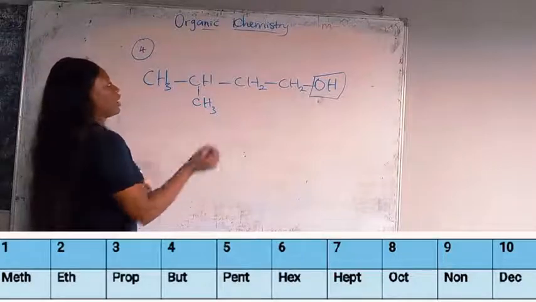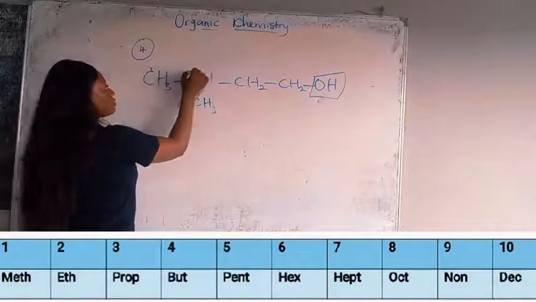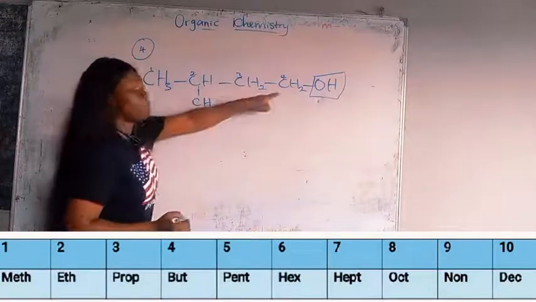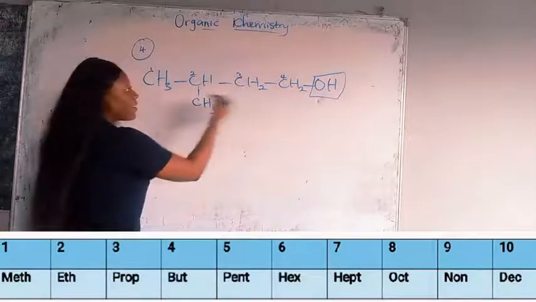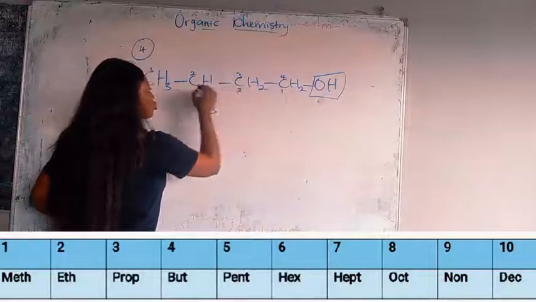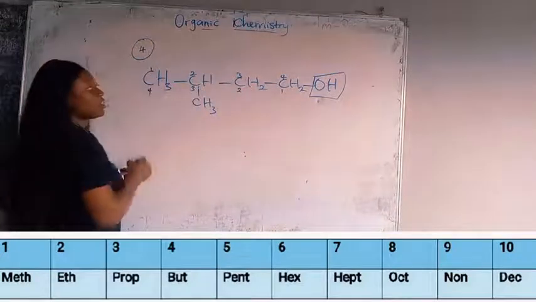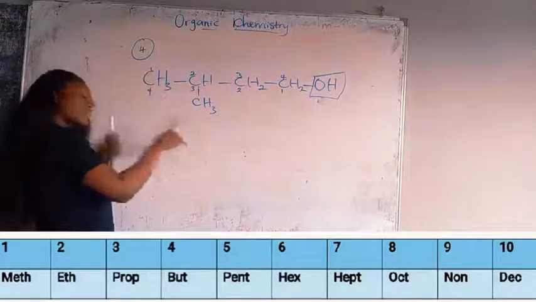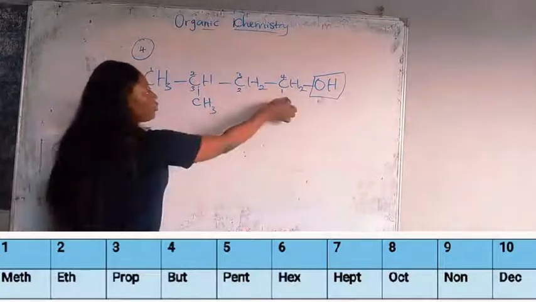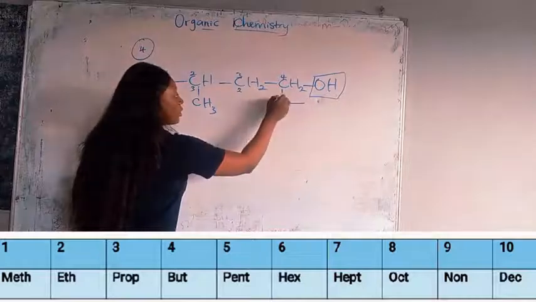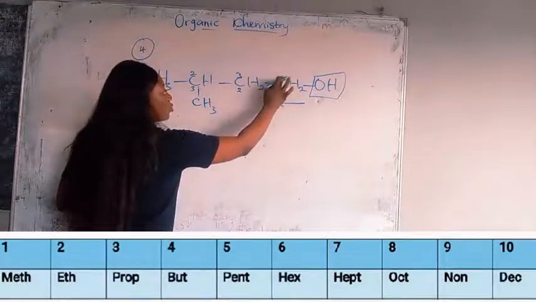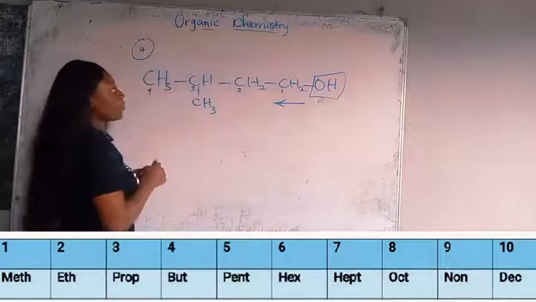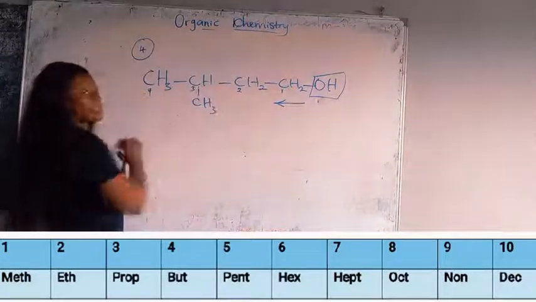So let us number. If we number this way, 1, 2, 3, 4, the functional group is on carbon number 4. If we number this way, 1, 2, 3, 4, the functional group is on carbon number 1. So to obey the IUPAC rule, we are going to go by this numbering. This one will be disregarded and will not be considered at all. So the numbering of the compound is going to be this way.